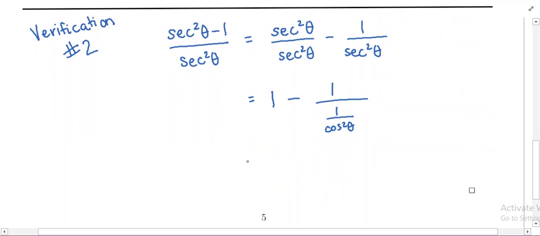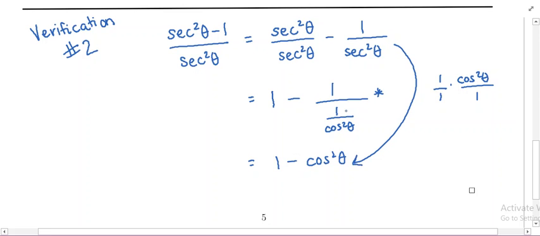Okay. And then in your next step, that would be 1 minus 1 over the cosine squared of theta. Remember, that's 1 over 1 times, flip the bottom fraction. That's going to turn into cosine squared of theta. Okay. You could have omitted this step. You could have gone from here to here, but if you need that intermediate step, that is fine, okay? And then you end up with this statement, 1 minus the cosine squared of theta, okay?